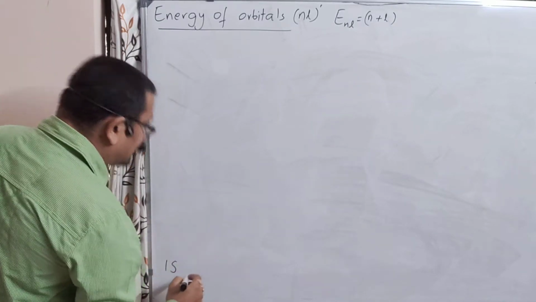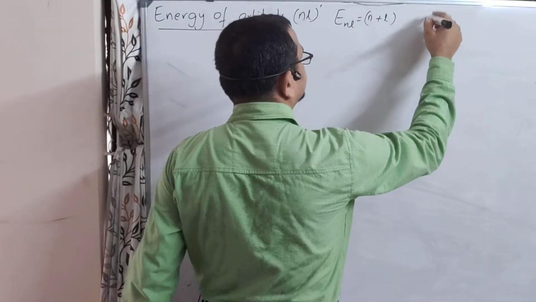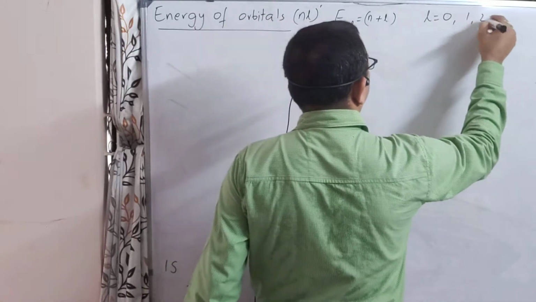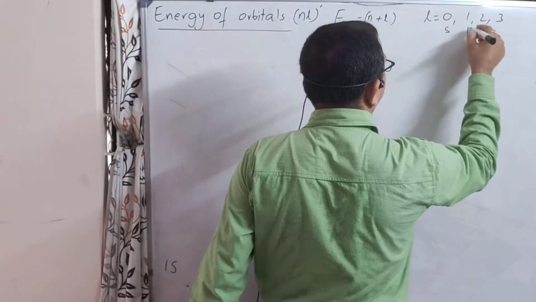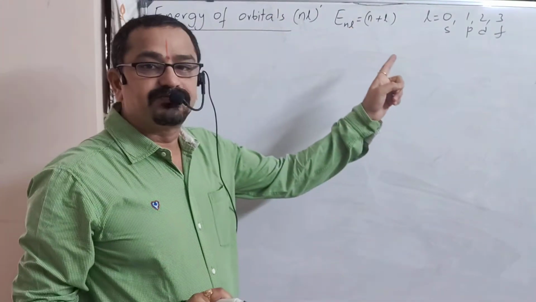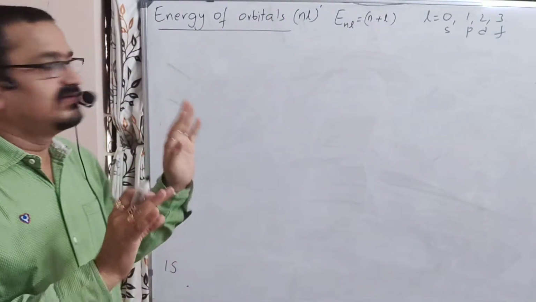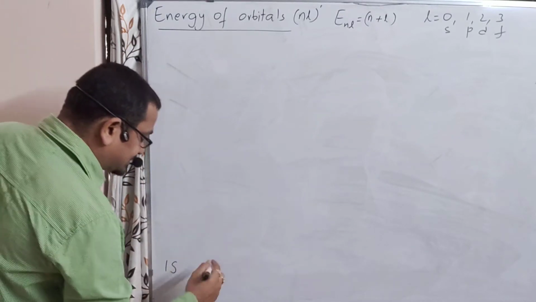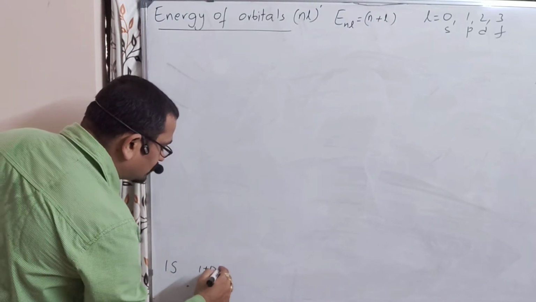Then its energy can be calculated as, you have to remember this point, l is equal to 0, 1, 2, 3 sub-energy levels, meaning s, p, d, f sub-energy levels. They are the designations and the corresponding symbols. Don't neglect this, very, very important. Now for 1s, energy is 1 plus 0, it is 1.